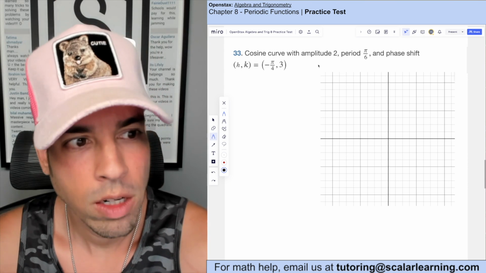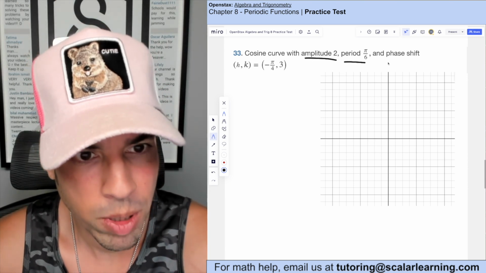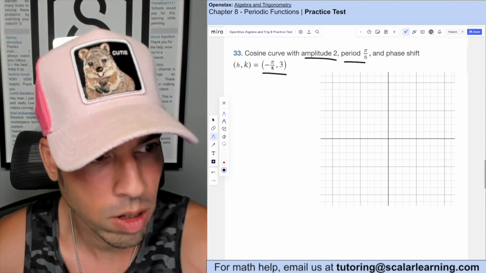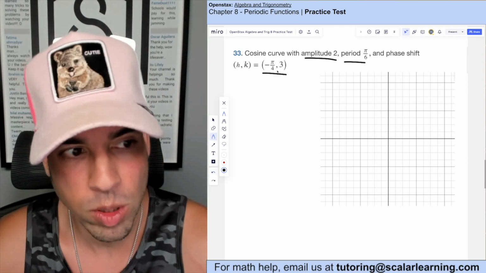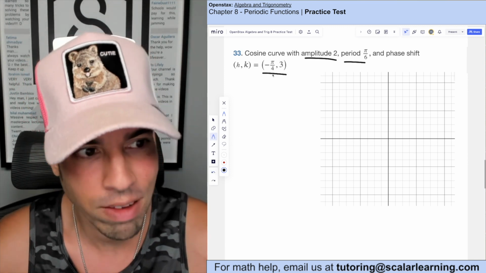Done. So we got a cosine curve with an amplitude of 2, a period of pi over 6, and a phase shift of pi over 4, right? This is the vertical shift, and that's the shift to the left, what we normally call the phase shift. We're going to the left by pi fourths.